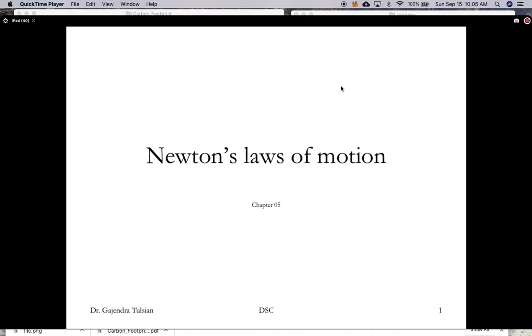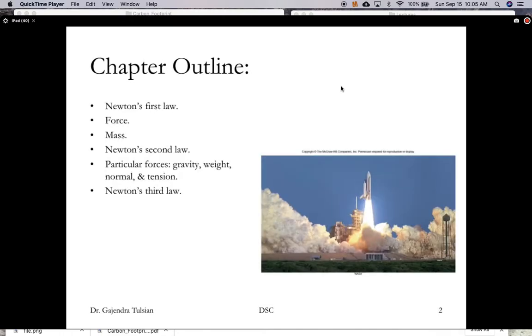All right, in this chapter, we'll study Newton's laws of motion. There are three laws, and we'll look at them. Newton's first law, then Newton's second law, which involves force. We'll define mass, and then talk about Newton's second law. And we'll look at some special forces: the force of gravity, what we mean by weight, what we mean by normal force, and the tension, for instance tension in a string. So you'll encounter these words quite a bit. We'll define them for you, and we'll look at Newton's third law.